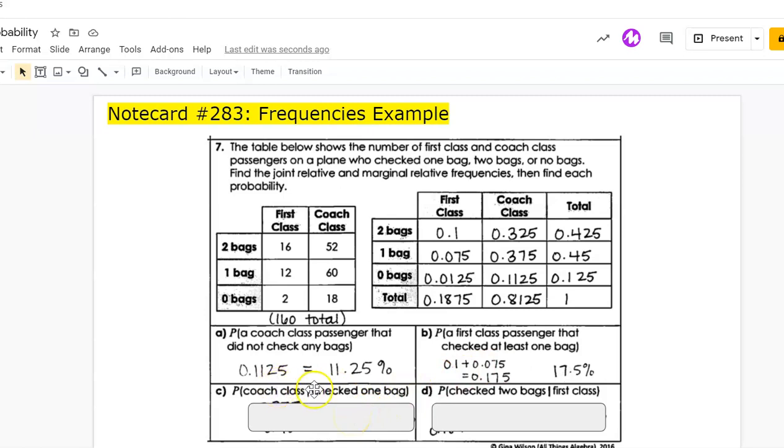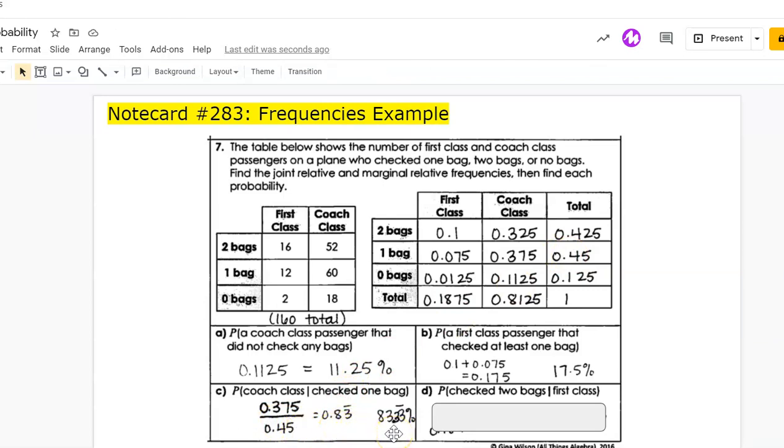All right, so here's where the conditional comes in. Find the probability that they are coach class given that they checked 1 bag. So remember the formula. That would be the probability they're coach class and they checked 1 bag, which is right here, 0.375, divided by just the probability they checked 1 bag, which is 0.45. So 0.375 divided by 0.45, you type that in the calculator, you get 0.83 repeated.